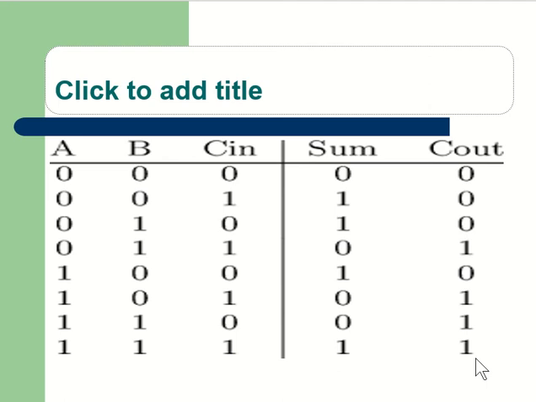So, in short, I can say whenever you are going to add three numbers, if all the three digits are 0, then sum is 0, carry is 0. If one of the inputs is 1 and the rest two are zeros, then sum is equal to 1, carry is equal to 0. If one input is 0 and two of the inputs are 1 and 1, then sum is 0, carry is equal to 1. And when all the three inputs are 1, then sum is 1 and carry is equal to 1.